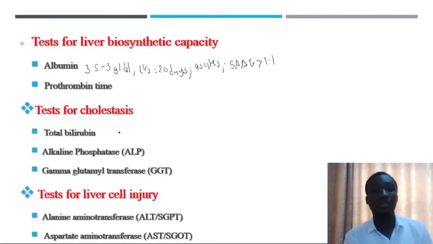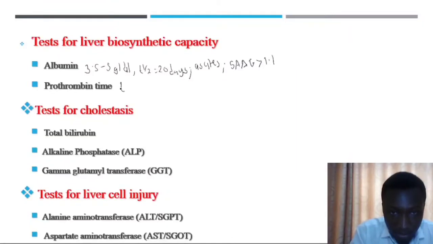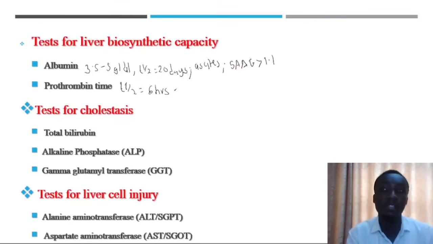Now we'll move on to the prothrombin time. The half-life of prothrombin is about 6 hours. It has a very short half-life, and because of that, it's usually implicated in acute conditions. Some textbooks or literature say it indicates the present function of the liver. Prothrombin time assesses the extrinsic pathway of the coagulation system. Your liver produces the clotting factors in their right proportions, and that will influence the prothrombin time.